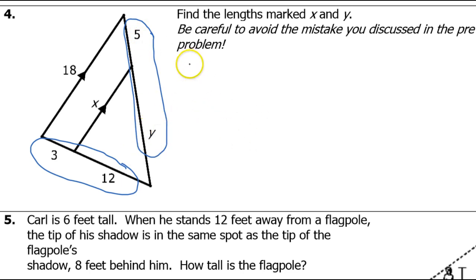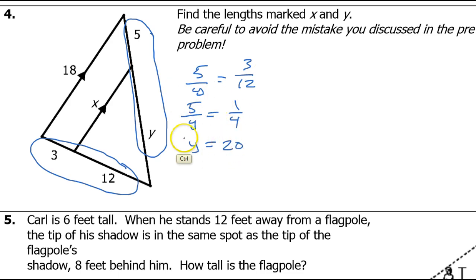So I can do, for example, 5 over y, all right, and that should equal 3 over 12. This will not work with the parallel sides. It only works with the sides, okay, not the bases of the triangle. So this is going to be 5 over y is equal to 1 over 4. So that means y, that's this diagonal, is going to equal 20, the other diagonal. So that's one of the things.